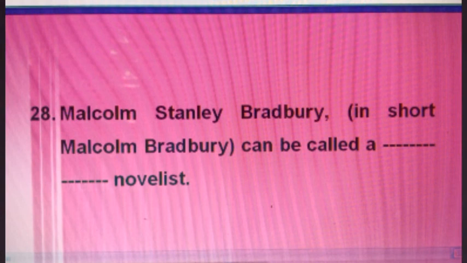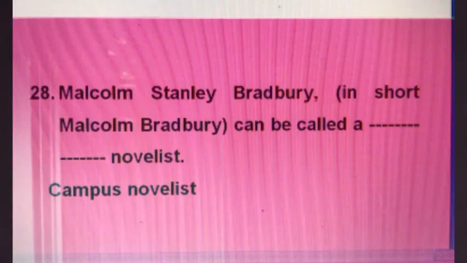Question number 28. Malcolm Stanley Bradbury, in short Malcolm Bradbury, can be called a dash novelist. Answer: Campus novelist. Malcolm Bradbury can be called a campus novelist.